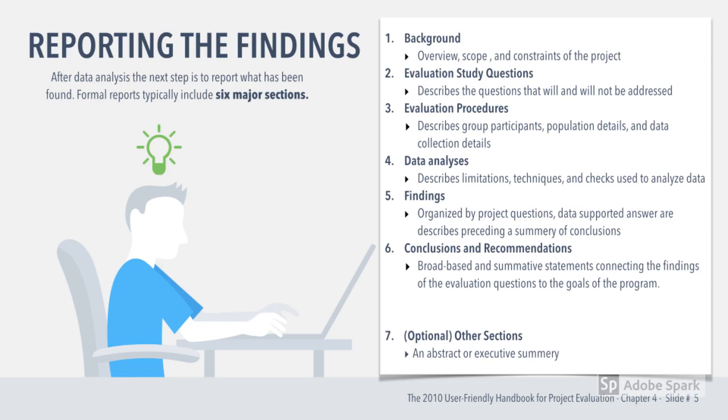This section also describes the type of data collected and how it was collected. Oftentimes, it also includes a matrix or a table that summarizes the evaluation and data collection process, as well as the results at the end of this section. Step 5 is findings. This section presents the results of an analysis and is organized in terms of each question.